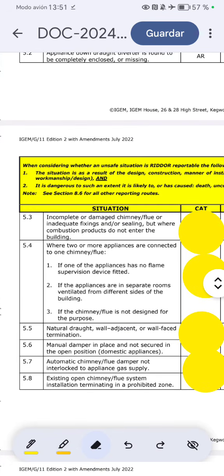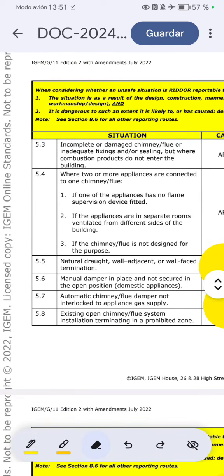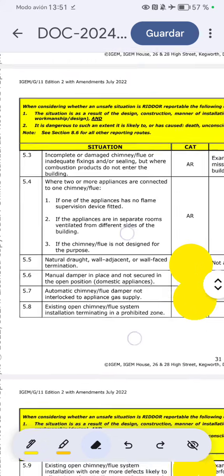At 5.3, incomplete or damaged chimney / flue or inadequate fixings and or sealing, but where combustion products do not enter the building. At risk. Where 2 or more appliances are connected to one chimney / flue. 1, if one of the appliances has no flame supervision device. 2, if the appliances are in separate rooms ventilated from different sides of the building. 3, if the chimney / flue is not designed for the purpose. At risk. Okay, I thought that may have been ID, but it's at risk. Okay. That's right. 5.5, natural draft, wall adjacent or wall faced termination.